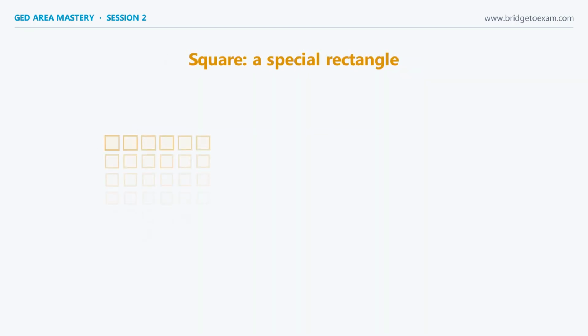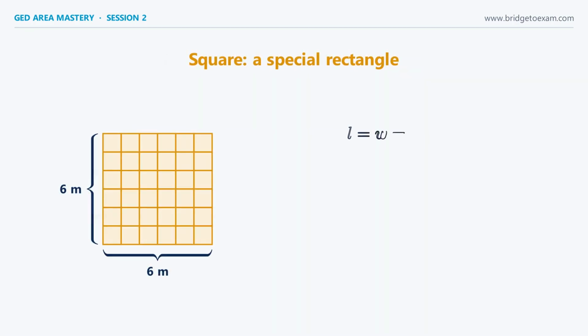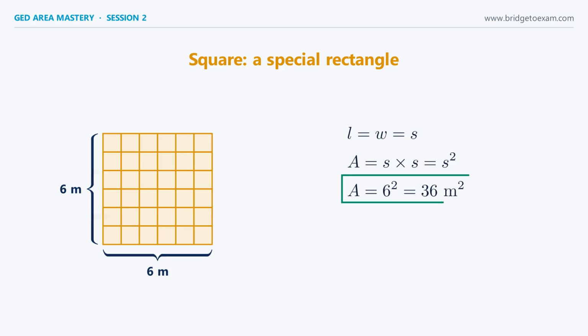A square is a special rectangle where all 4 sides are equal. Length and width are the same number, so we call it S. Substitute into length times width, and you get S times S, S squared. A square with side 6 meters has area 36 square meters. The formula isn't new. It's the rectangle formula wearing a shortcut.